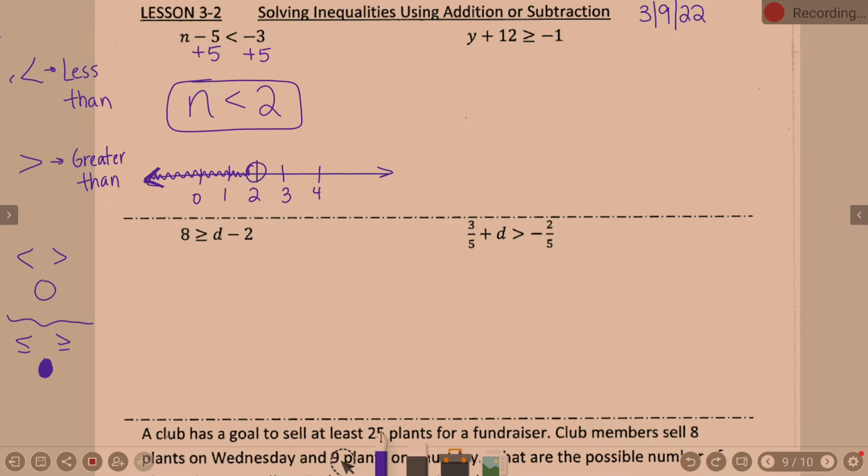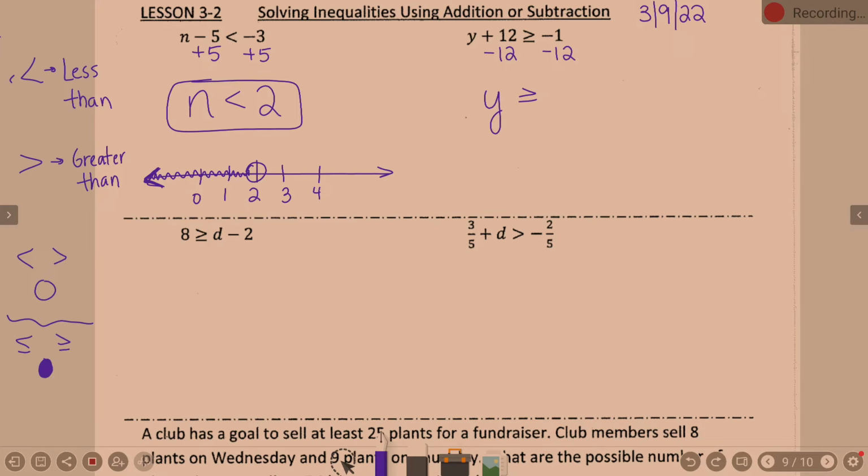Okay, if it's y plus 12, and I want to get y by itself, we're going to subtract 12. If I subtract 12 on the left, we subtract 12 on the right. First of all, 12 minus 12, that's 0. So I'm left with y. What sign is this? Greater than or equal to. When it has a little line to it, we say or equal to. So y greater than or equal to 11.